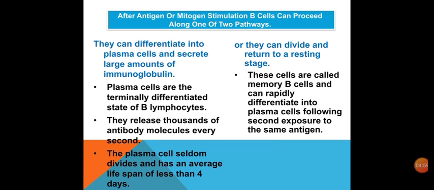They release thousands of antibody molecules every second. The plasma cell seldom divides and has an average lifespan of less than 4 days. If they divide and return to a resting stage, these cells are called memory cells and can rapidly differentiate into plasma cells following second exposure to the same antigen.